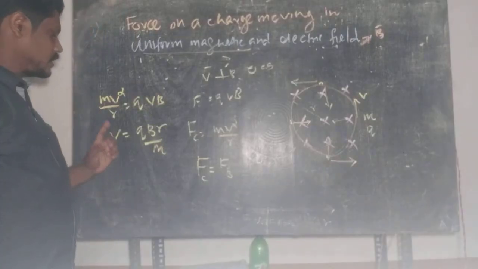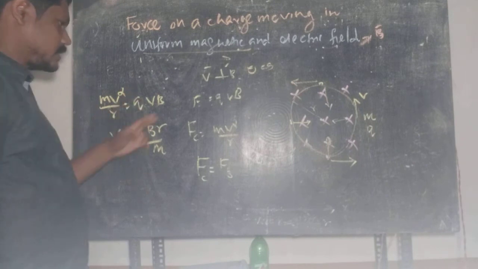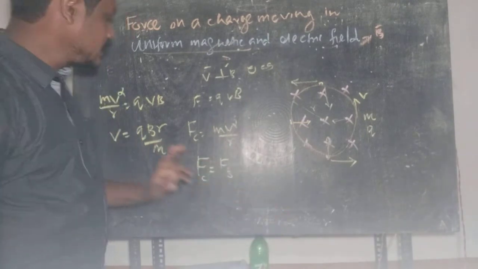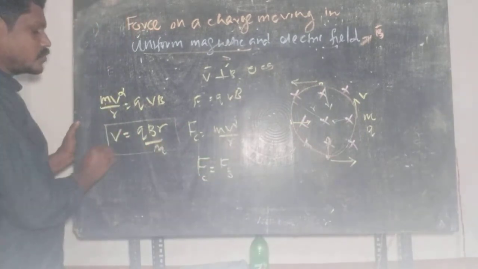Here the velocity of the particle in a circular motion, where the magnetic field is perpendicular to the direction of velocity, is v equal to qBr by m.